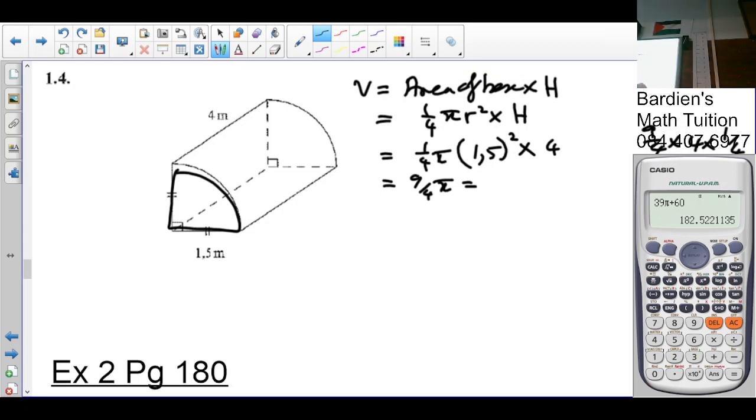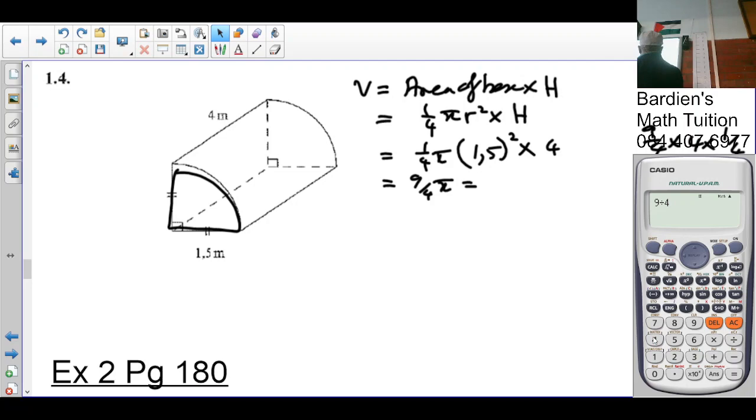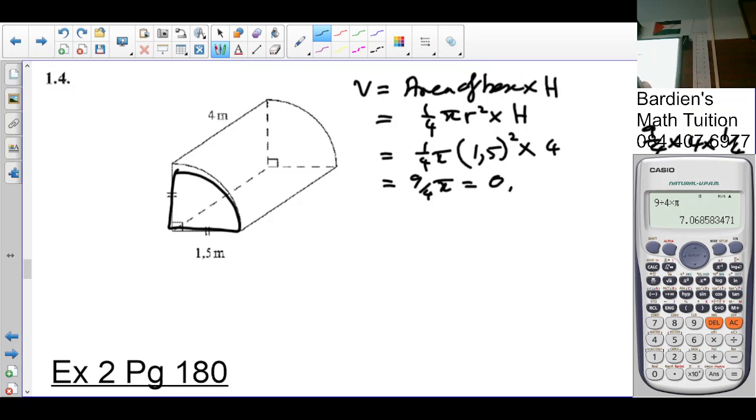Is that correct? Which is 7,07. Is that correct? 7,07 meters. Any confusion here? Any confusion? Got it right? Nice.